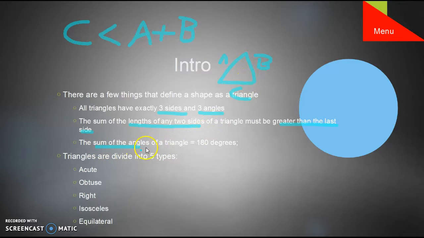And the sum of all angles of a triangle has to equal 180 degrees. So the 3 angles of a triangle, we'll call them X, Y, and Z, have to be equal to, so X plus Y plus Z will always equal 180 degrees.